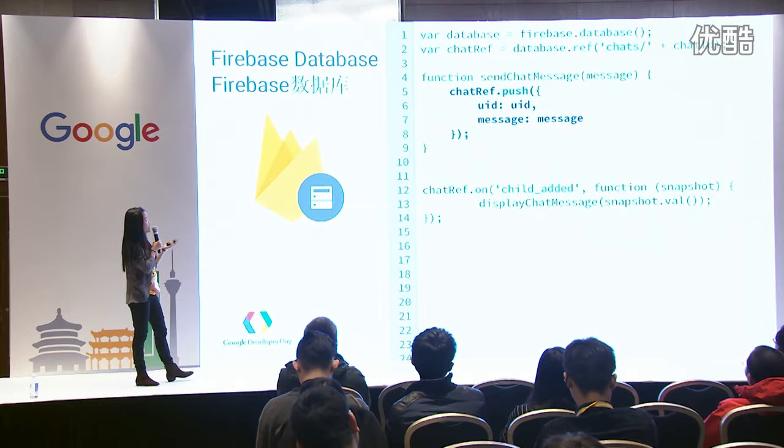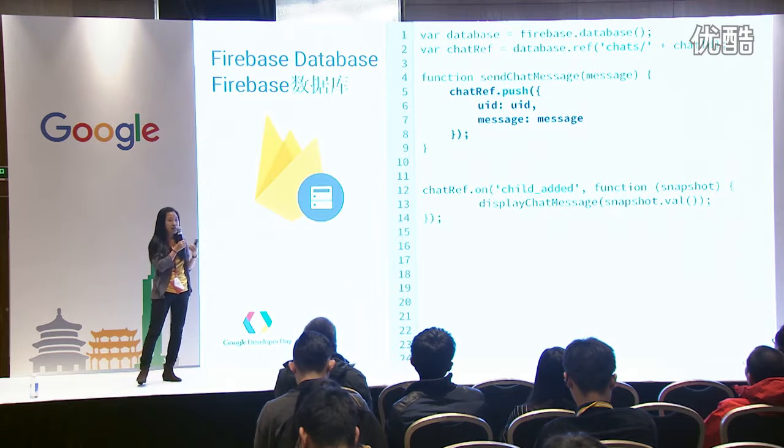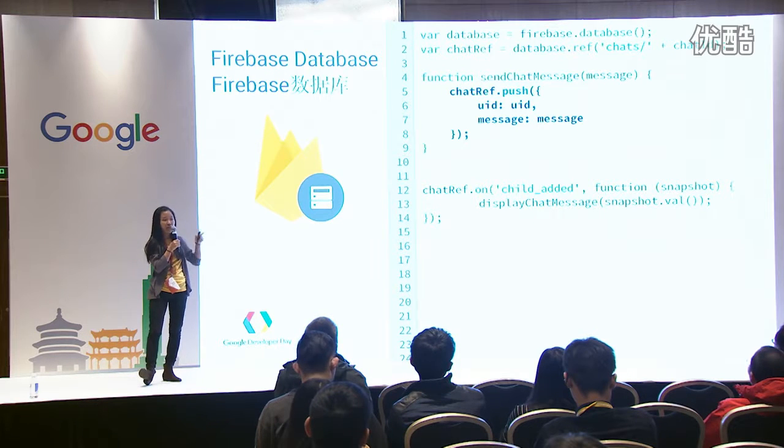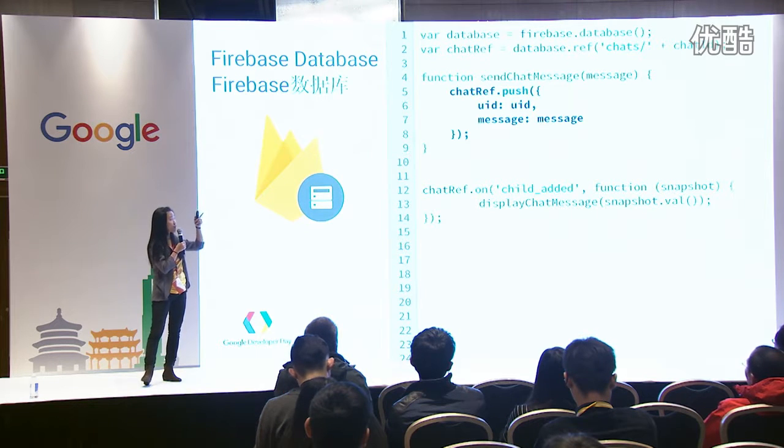And here in line 4, we have a helper function called sendChatApp. This function is called whenever someone types in a message and clicks on the submit button. So when they've done that, we call a function on the chat ref called push. And we give push the content of what we want to store in the database. So this is the user ID of who sent the message and the message that they just wrote.